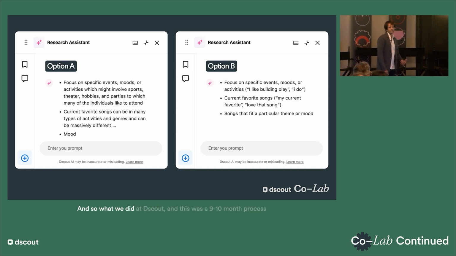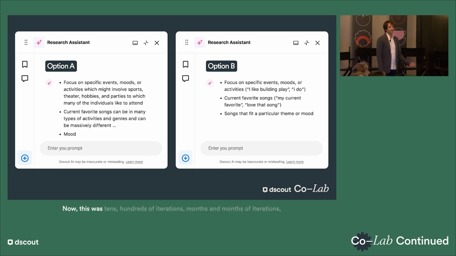And so what we did at Dscout, and this was a 9-10 month process and very difficult, was we worked with our UXR team that we would do iterations with the tech team. Human UXRs would evaluate these various options and provide feedback to our tech team. And we've set up systems and documentation around this. And we just kept iterating until we got to the final output.